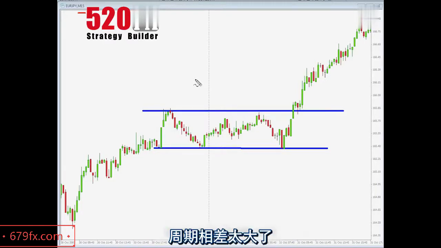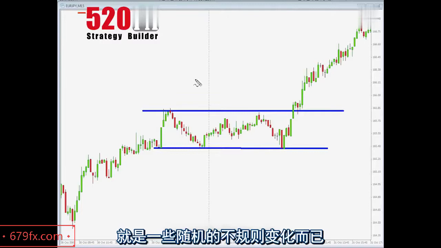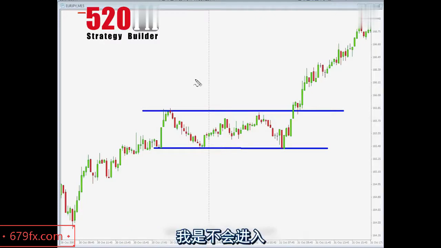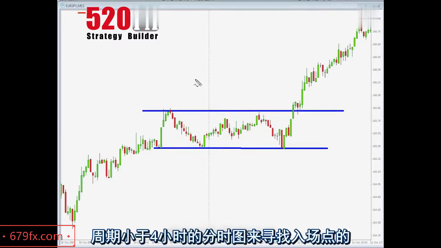We would be, you know, probably fooled or confused by random market noise. And quite frankly, the 15-minute chart or the 30-minute chart is simply random market noise as far as the daily chart goes. So if I am spotting a setup on the daily chart, I would not zoom in any farther than the 4 hour time frame in order to search for my entry.